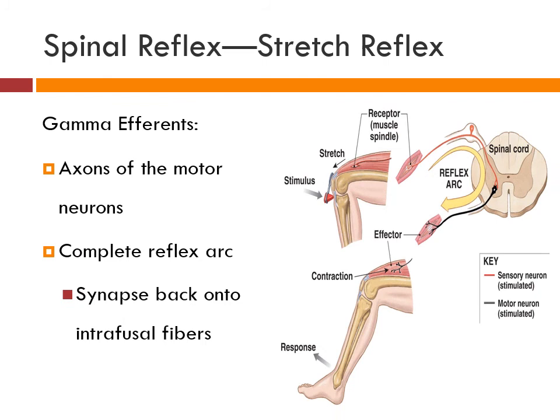Gamma efferents are the axons of the motor neurons that leave the spinal cord, completing the reflex arc and synapsing back onto that muscle spindle to create contraction.